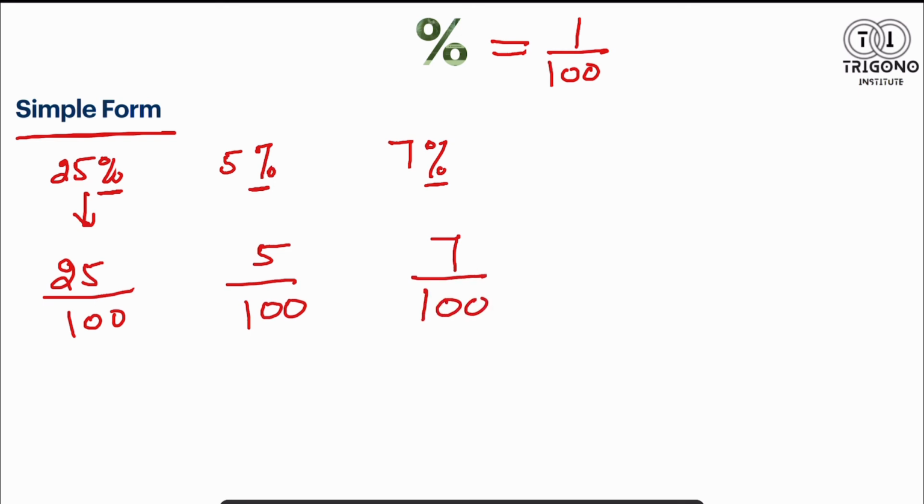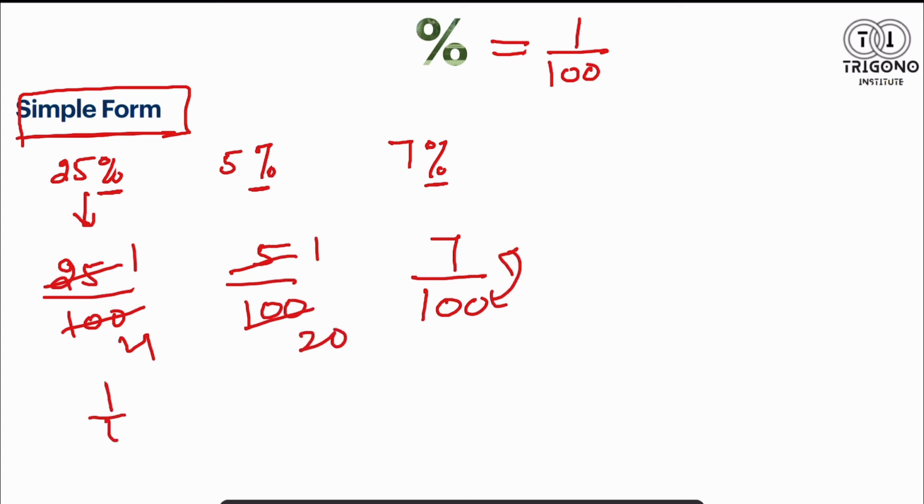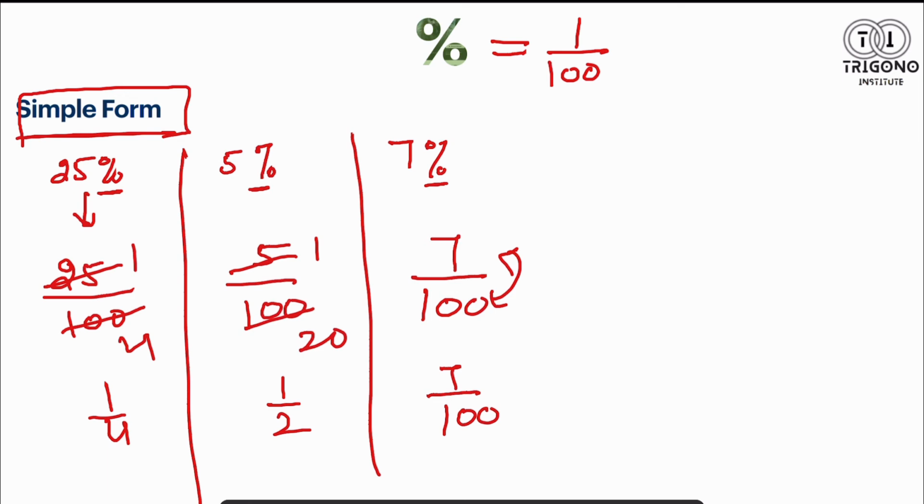Now what is the simple form? Simple form is the same as the simplest form of a fraction. So if I cut this down, this will be 1 by 4, this will be 1 by 20, and this is already in simple form, so 7 by 100. So you can see I have taken three examples. So it is very easy to find out the simple form of percentage.